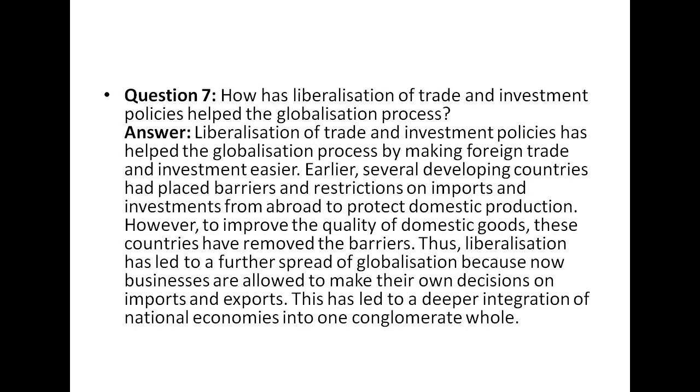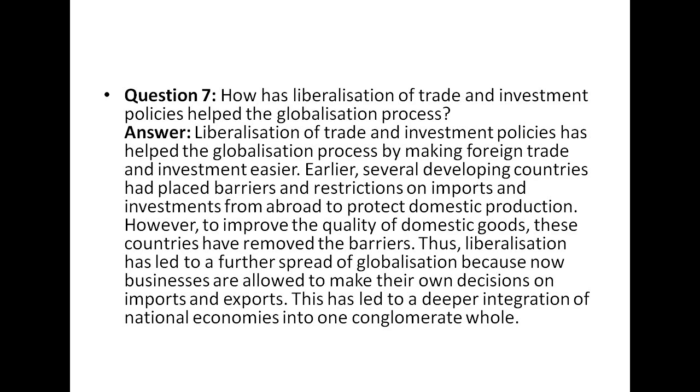Now the next question is: how has liberalization of trade and investment policies helped the globalization process? Basically, the liberalization of trade and investment policies has helped the globalization process by making foreign trade and investment easier. Earlier, several developing countries had placed barriers and restrictions on imports and investments from abroad to protect domestic production.